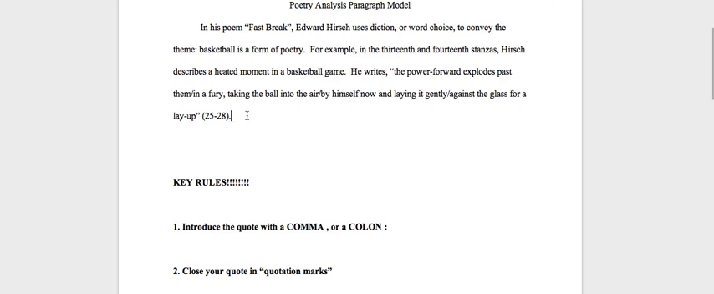So that sums up how to properly punctuate the quote. Time for you to go back into your writing and ensure that all of your quotes are punctuated properly.